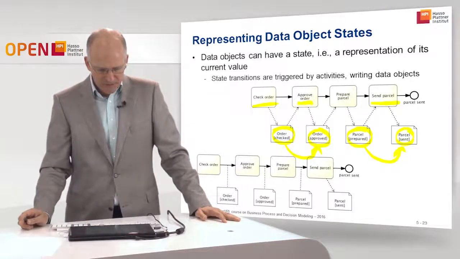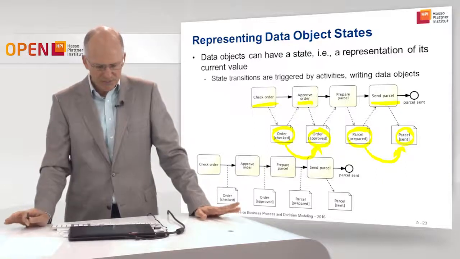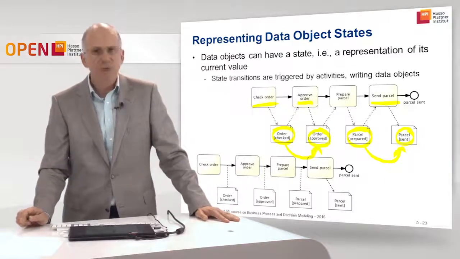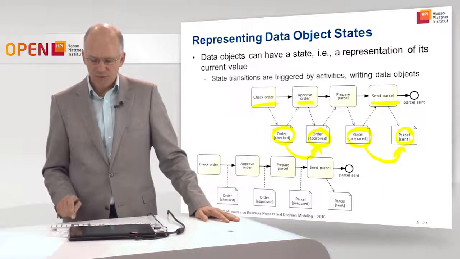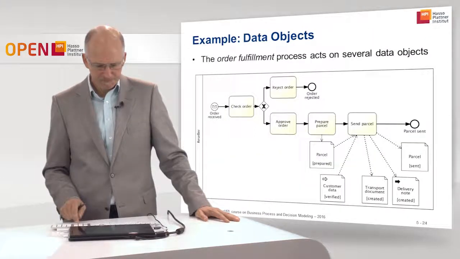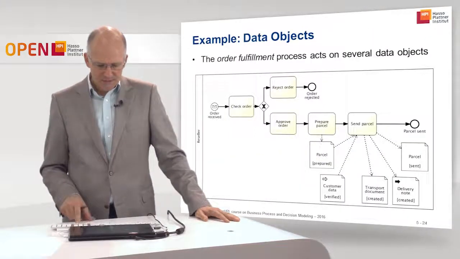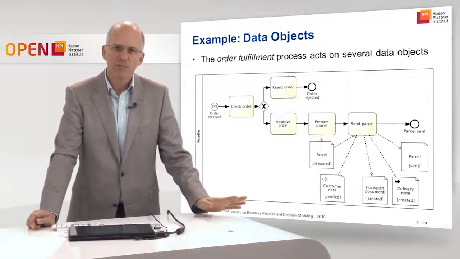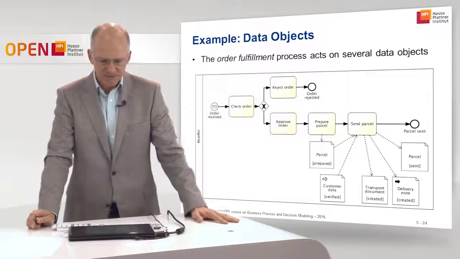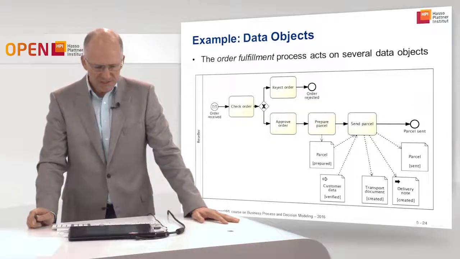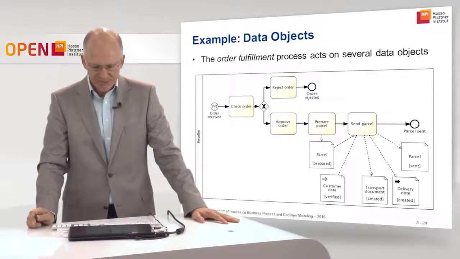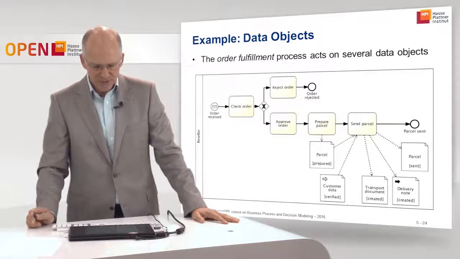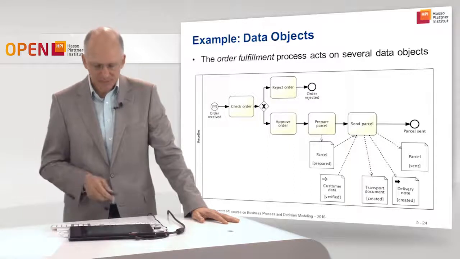And we could also use the shorthand writing that we introduced before. We can also use that in connection with the states. We also can use several data objects. We have seen that in the previous example, but here we see it a bit more clearly. One activity can read and/or modify several data objects.